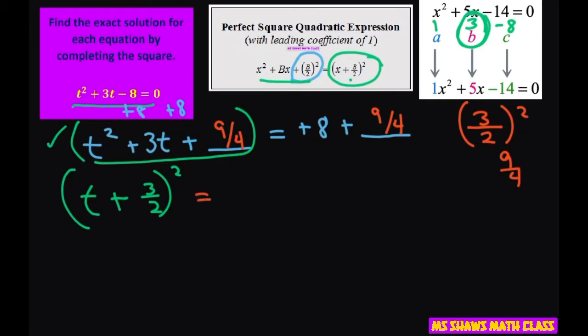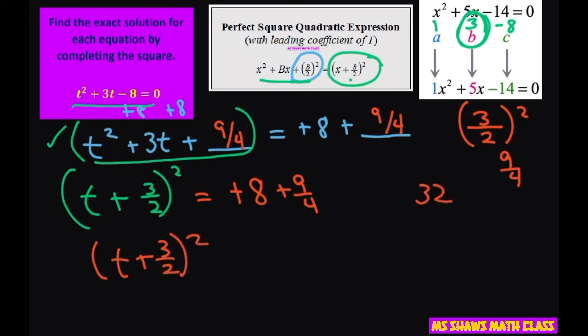Now this side's going to be plus 8 plus 9/4. Now I really want to rewrite that, so let's do that. So I'm going to write this as 32 fourths plus 9/4, and that gives me 41/4. So that's going to be fourths. And then all we have to do is solve.